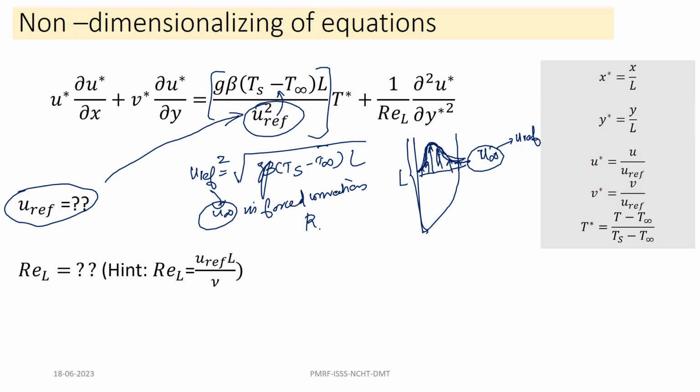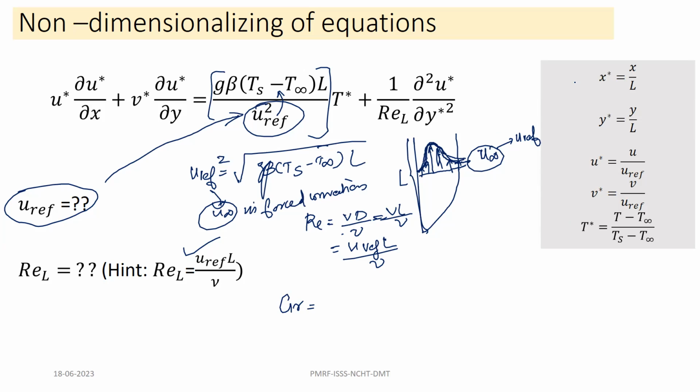So in Reynolds number, we know it is Vd by nu. So here we will have to write U reference L by nu, or VL by nu, in Reynolds number in forced convection. But here we will be using U reference L by nu. Okay. So when we substitute that, we will be getting the Grashof number.